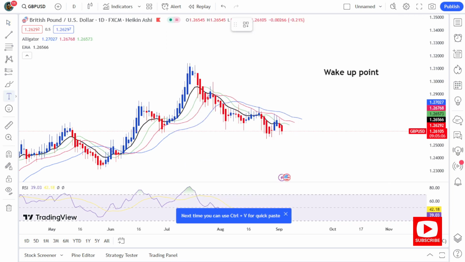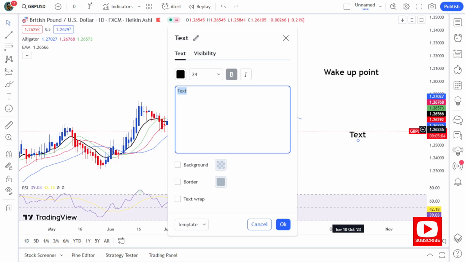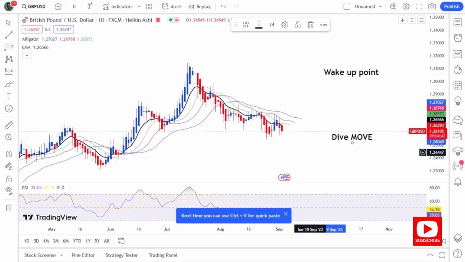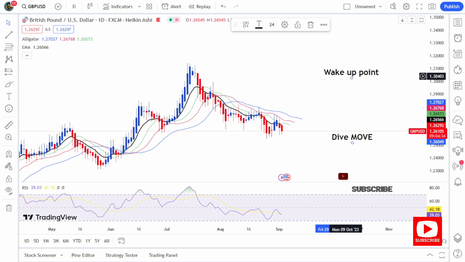And the second case study that we're going to look out for in this strategy is the dive off. Now, in this ultimate strategy, the first case study is going to be the wake up point and the second case study is going to be the dive move. So let's start with the wake up point.